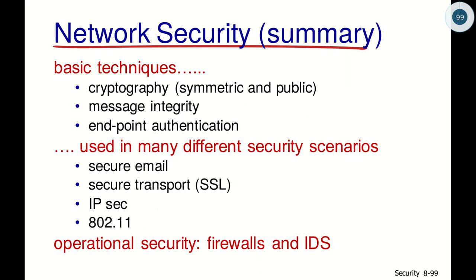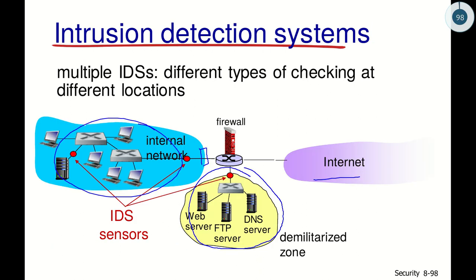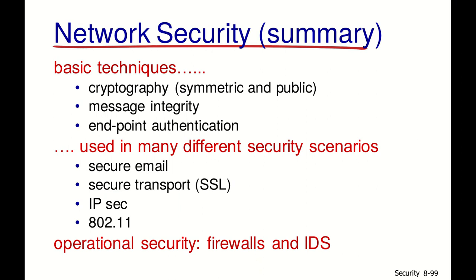Alright, so I think that's it for operational security, and this is the end of the security chapter. We discussed some basic techniques in security, from cryptography for encryption and decryption, using symmetric and public key cryptography. Then we saw how we can apply public key cryptography for message integrity, to ensure the integrity of a message. We also talked a bit about authentication at the network endpoints. And then we saw how the principles of cryptography can be applied to secure email, or basically not just email, any message or information.